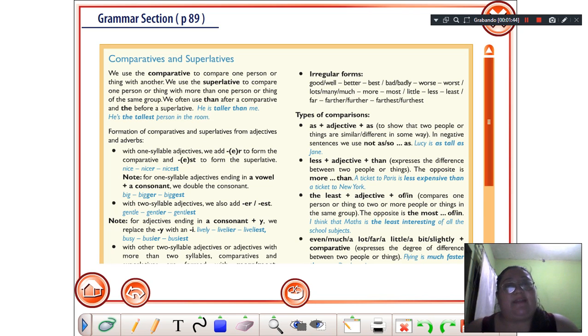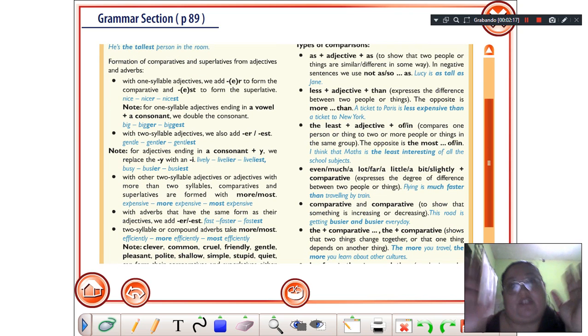Okay, and what happened with the Y? If the adjective is ending in Y, you need to check if it's a consonant or vowel that is before the Y. Okay, for example, busy. If it's a consonant, you drop the Y and you write IER. Busier, or in superlative, busiest. But what happened if the Y is preceded by a vowel? You don't change, you only add the ending, okay? These rules are very important and are in these pages, okay?